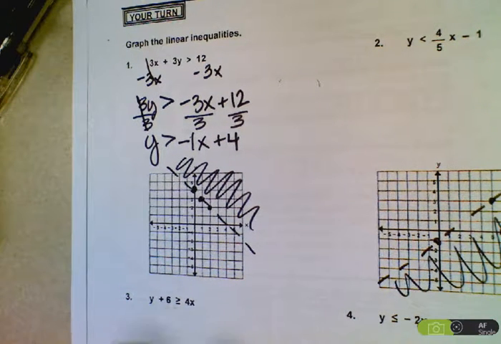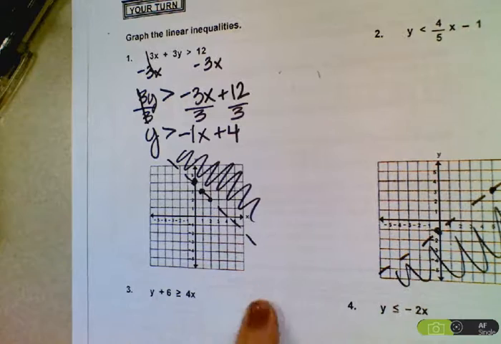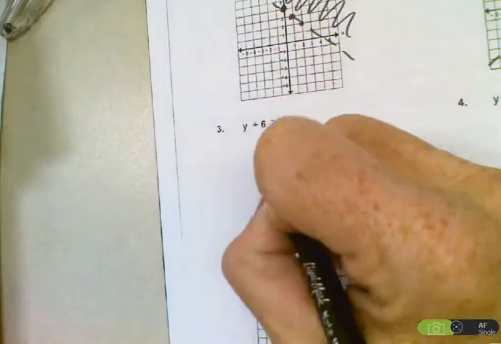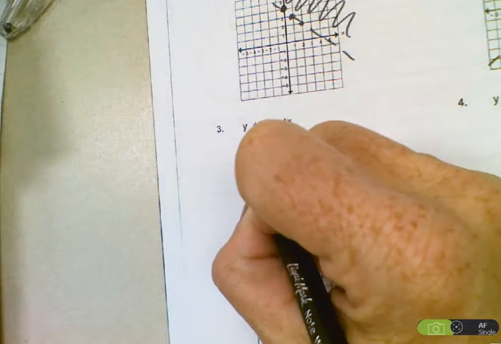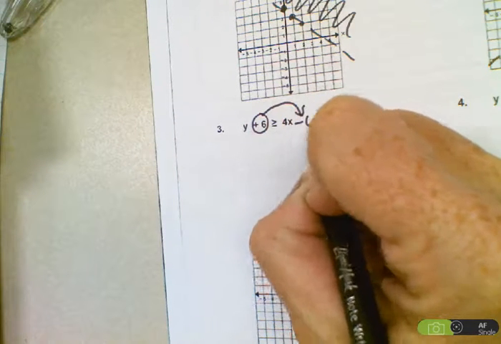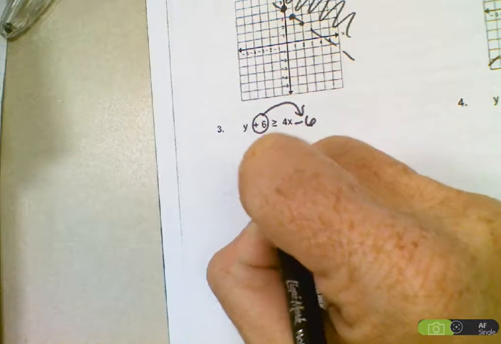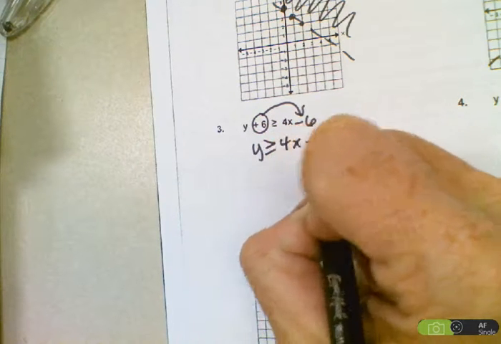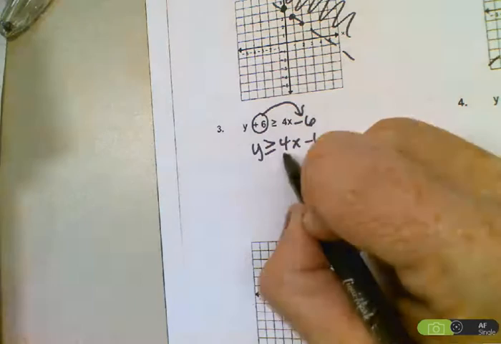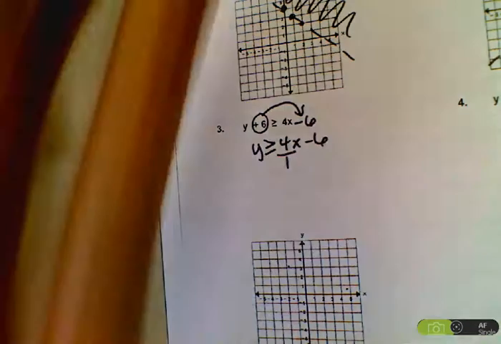So we don't have this in slope-intercept form. That 6 needs to move to the other side. So how do we move that? What's the opposite of 6? Circle the 6, draw a line over to the other side. -6. Very nice. So we have y is greater than or equal to 4x minus 6. Where is -6 on the y-axis? 6 down, right there at the very bottom. And my slope is 4, or 4 over 1.